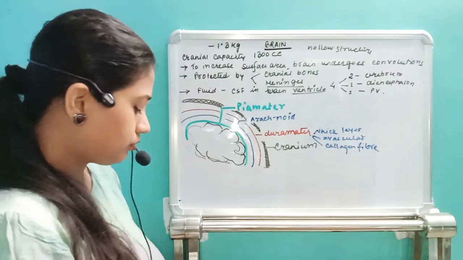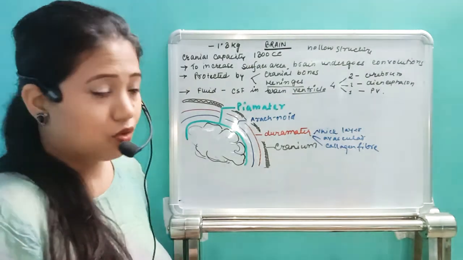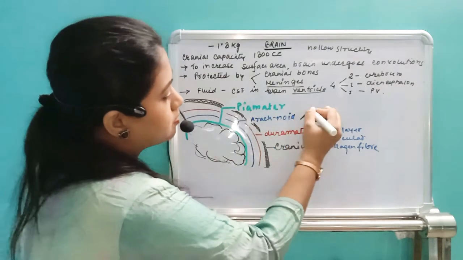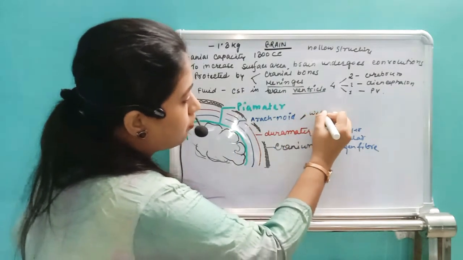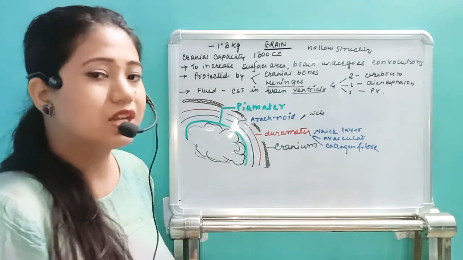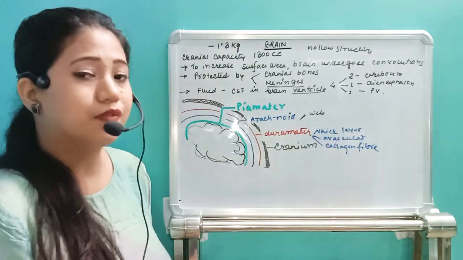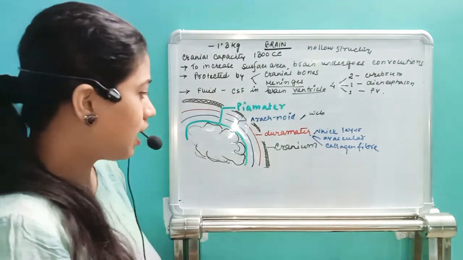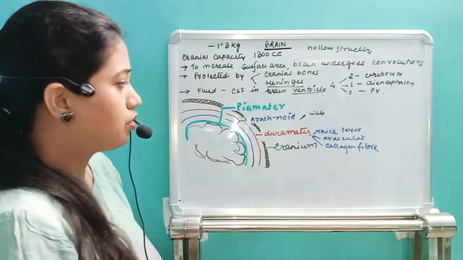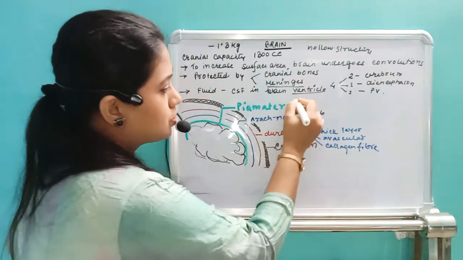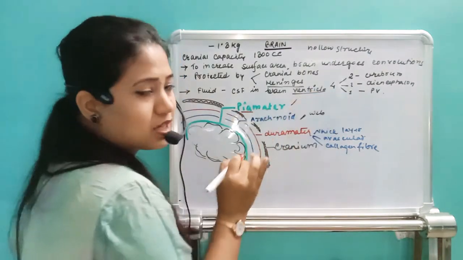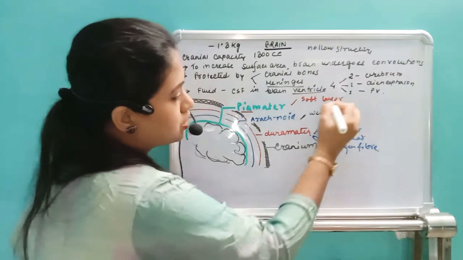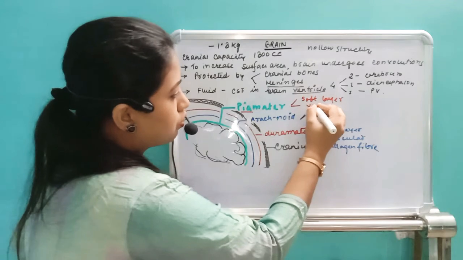Next one, the second one, that is the arachnoid. This arachnoid is like a spiral web. It is in the formation of web-like structures. It is a vascular layer which has blood vessels innervating into the arachnoid. And the last one, that is the pia mater. This is the innermost layer, and pia stands for soft, so it is the soft layer. Yes, it is vascular also.